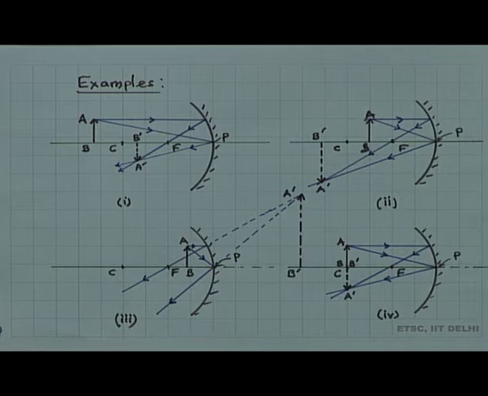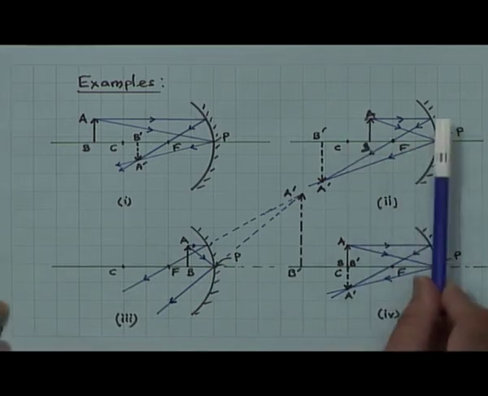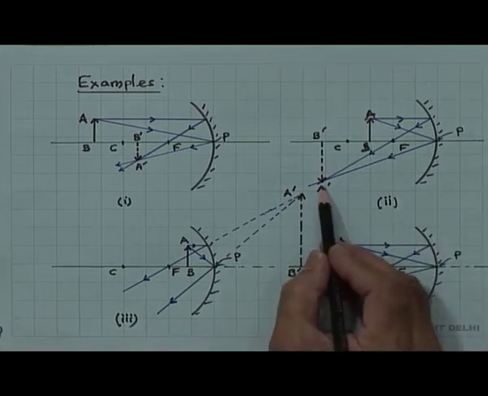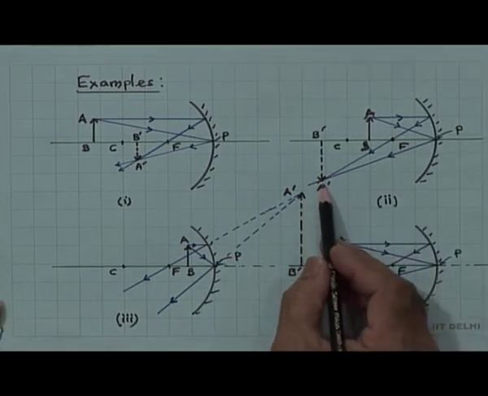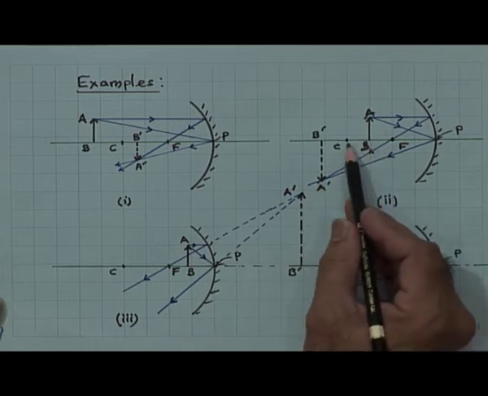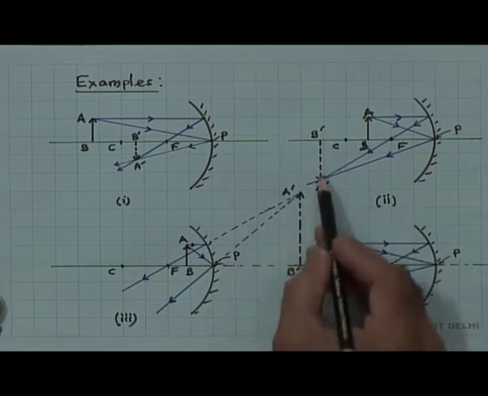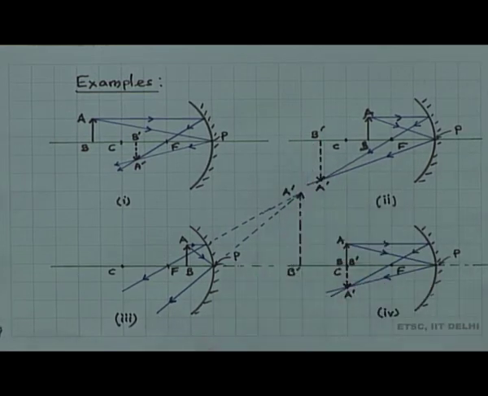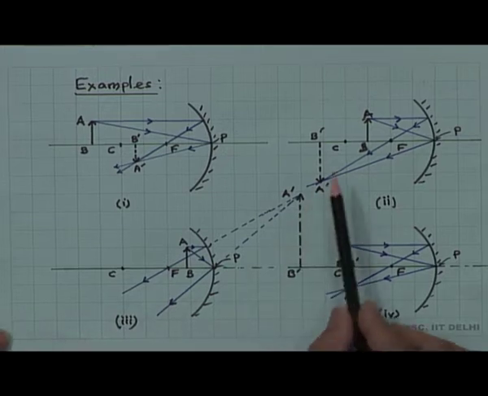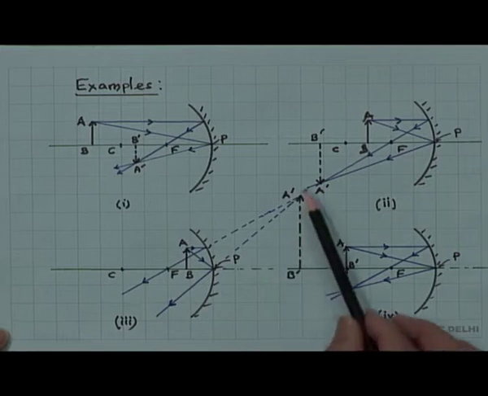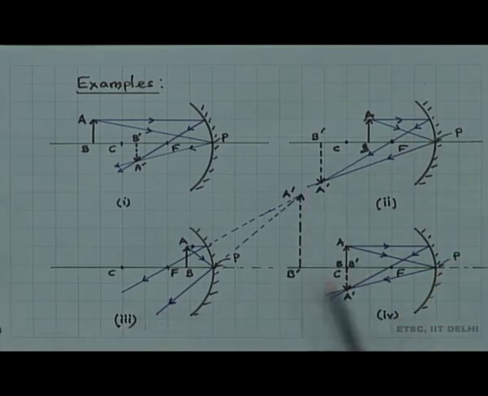AB is the object, and a parallel ray and a ray which is incident at the pole intersect here. Now, A dash B dash is formed here. For an object between C and F, the image is formed beyond C, and we can see that it is a magnified image. We will discuss the quantitative aspects of magnification and the location later, but right now we are looking at the geometrical determination of the position of the image.